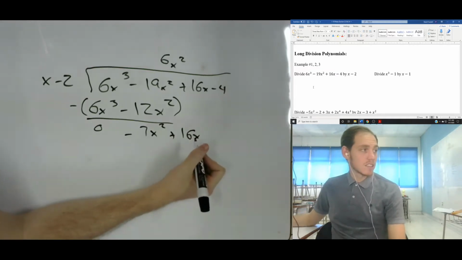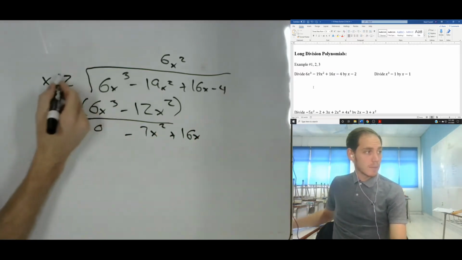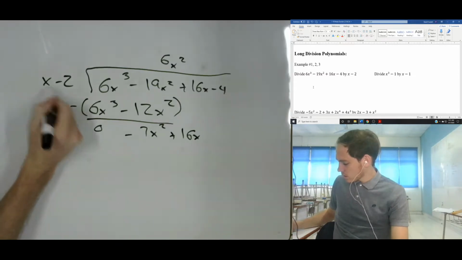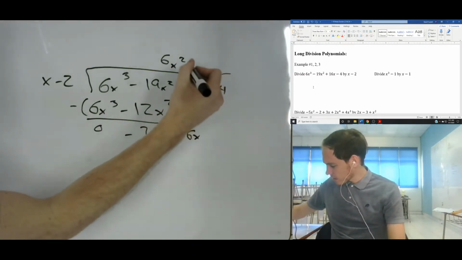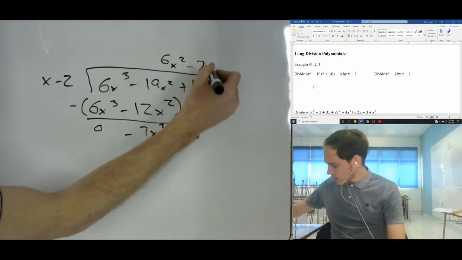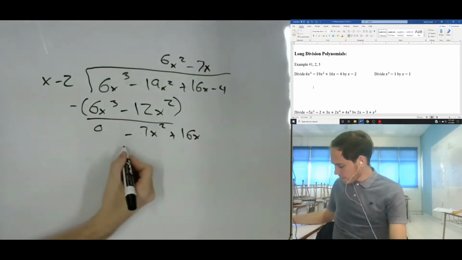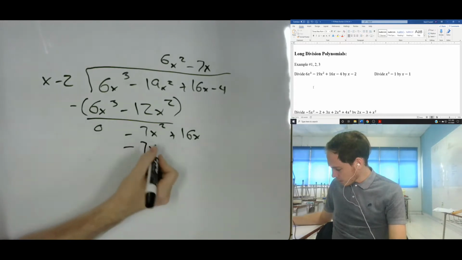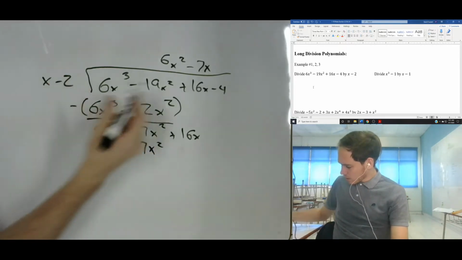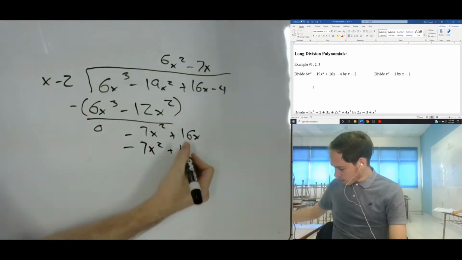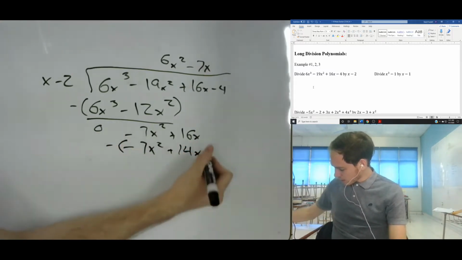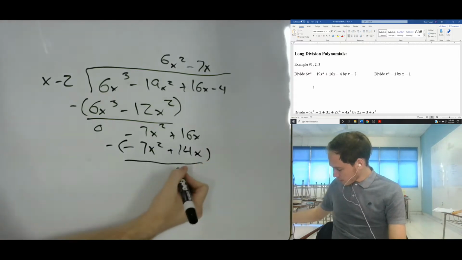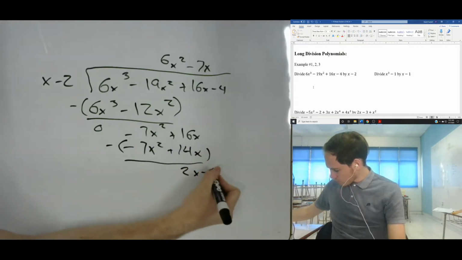Okay, let's do the same thing. I see how many times x divides into negative 7x squared. So that divides in negative 7x. Multiply that. I get negative 7x squared. And then this becomes positive 14x. Okay, I'm subtracting this also. So it becomes 2x minus 4.